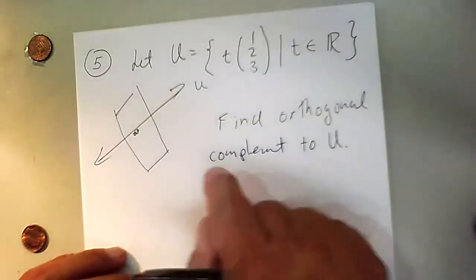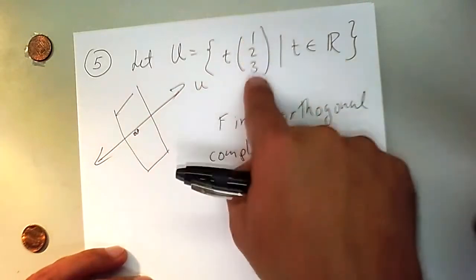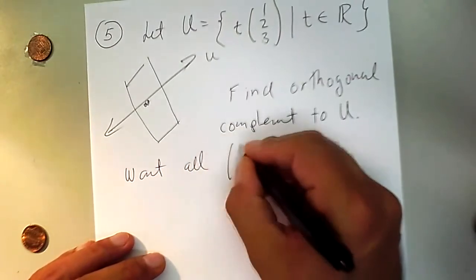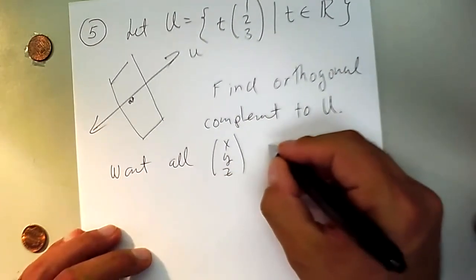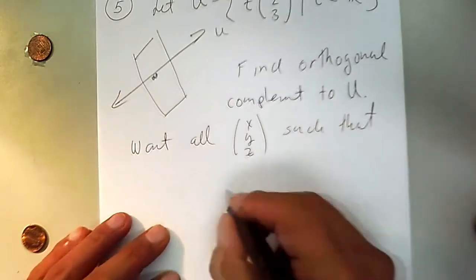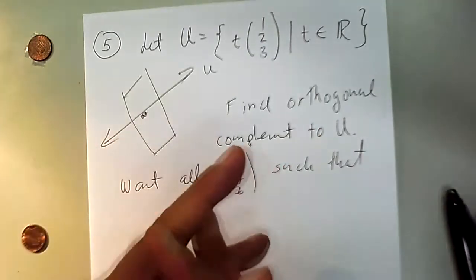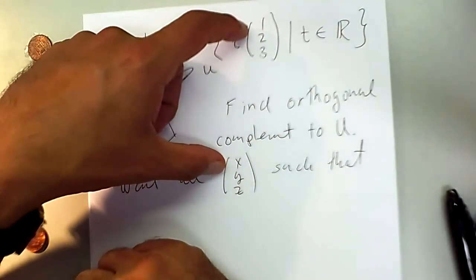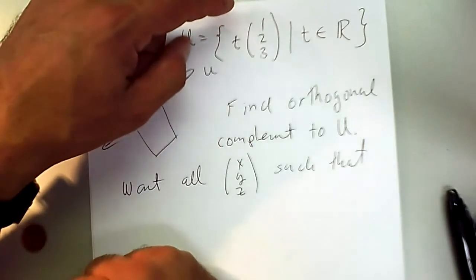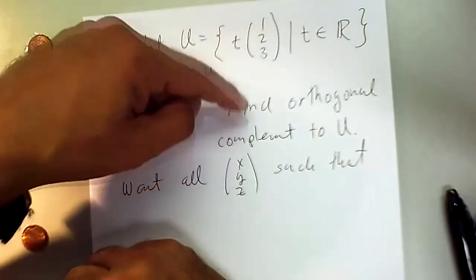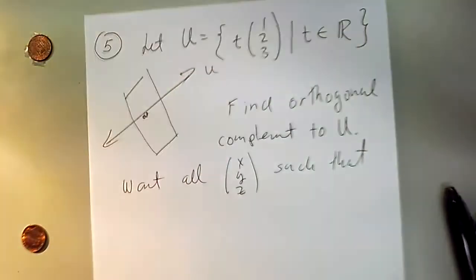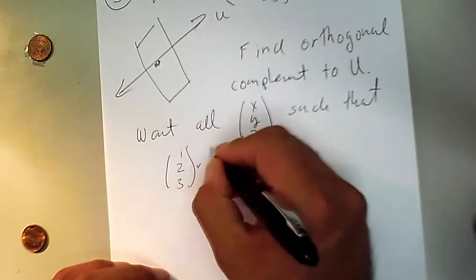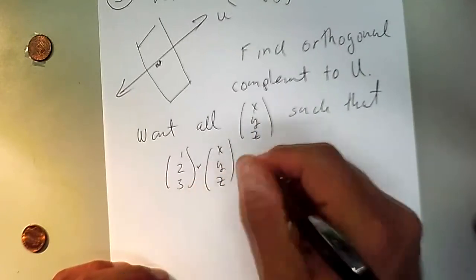Okay, so we want all the vectors that are orthogonal to this vector, which is a generator. So we want all x, y, z such that, what does orthogonal mean? I know 90 degrees, but let's step little by little away from that. Orthogonal means that the dot product is equal to zero. That's what orthogonal is going to mean to us. So that means 1 times x plus 2 times y plus 3 times z is 0. So I'm going to write it down actually. 1, 2, 3 dotted with x, y, z. The dot product has to be 0.